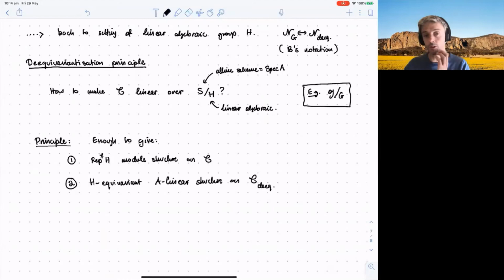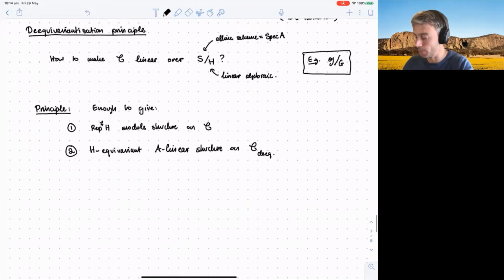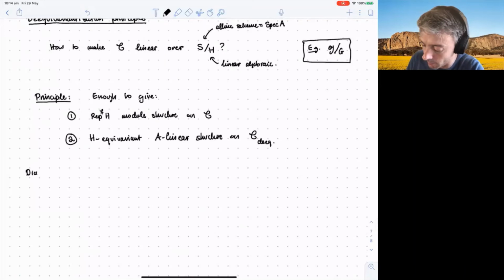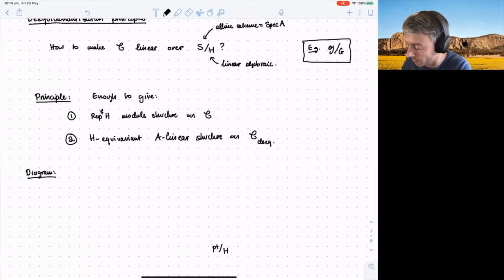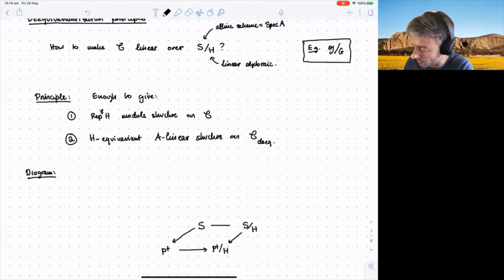So here's another attempt at a big diagram. We have a very important Cartesian square: point mod H, S mod H, point, and S. So this is Cartesian.